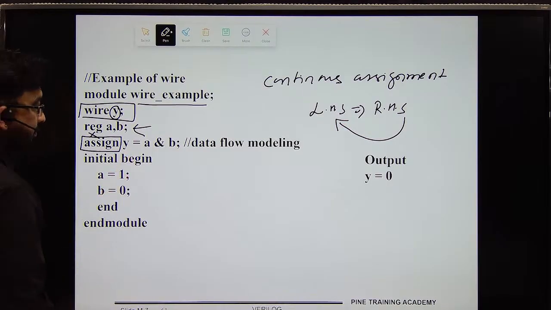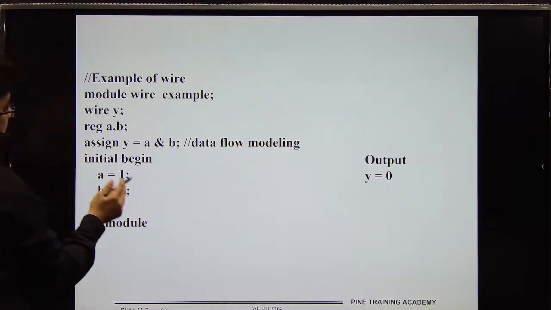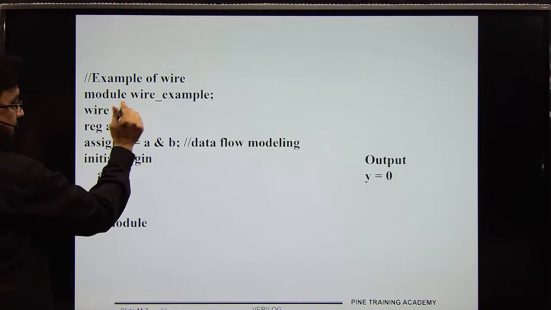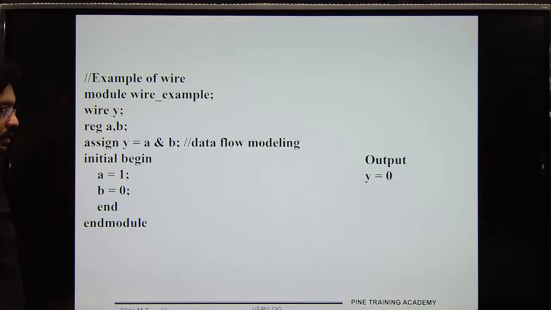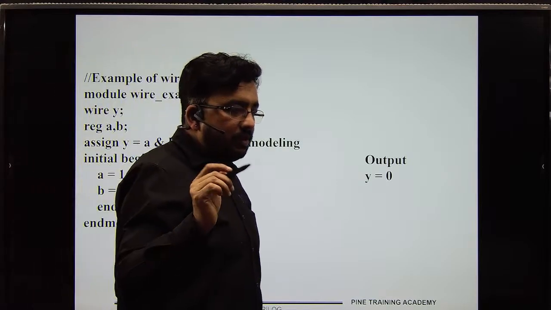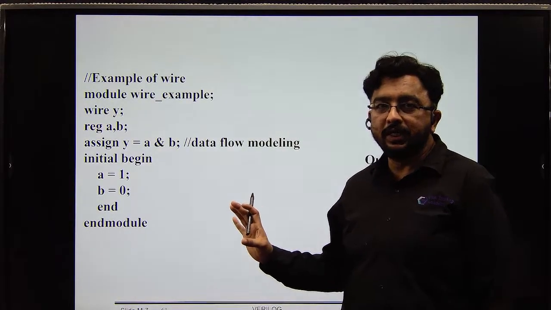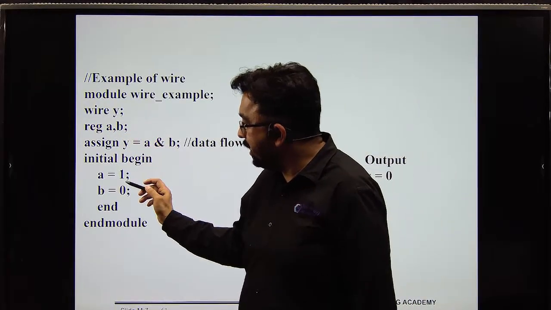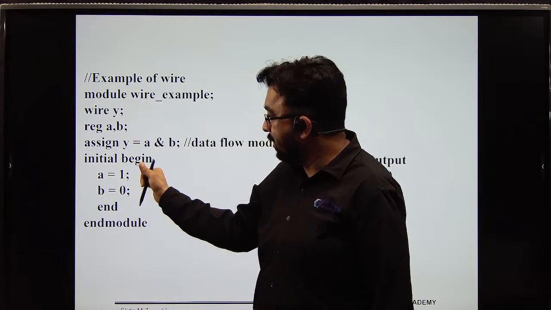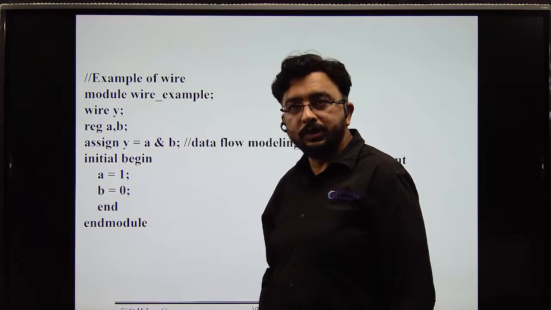For example, you have defined a module, then the module name, a wire, and you have taken reg a and b. I mentioned in the test bench that reg basically stores some value, and we will discuss that in detail today. Here we are using reg a and b, and we have assigned their values under the initial block: a is equal to 1, b is equal to 0, right?